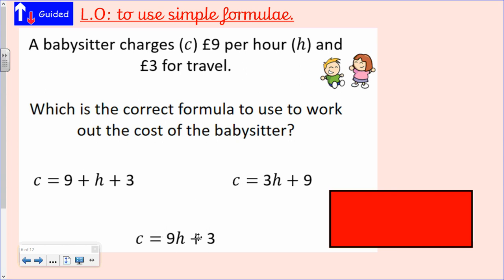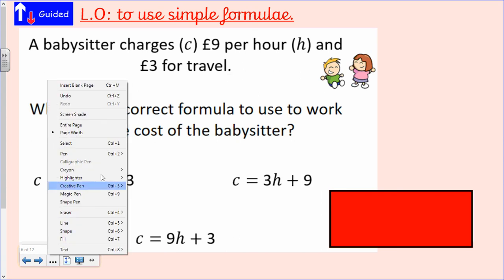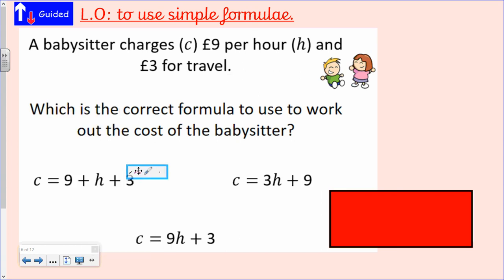So we'll just work out if that's okay. So the charges equals 9H, that's 9 times H, add 3. So she gets £9 for every hour. So let's say she's done 3 hours. We do 9H, that's 9 times 3. Well, that's 27. So that does work. Add 3 on for her travel. So it's this one. I'll just circle it for you in case you're not sure. It's this one here that is the correct formula.